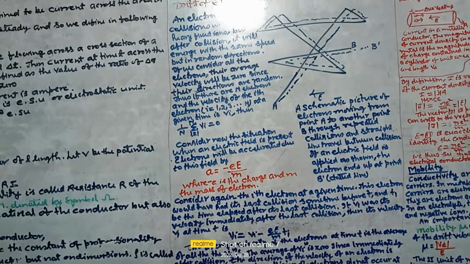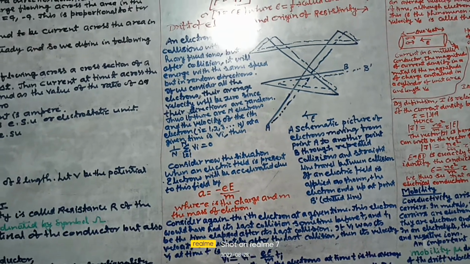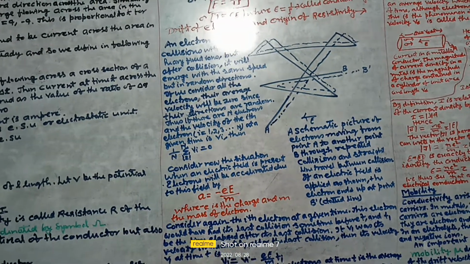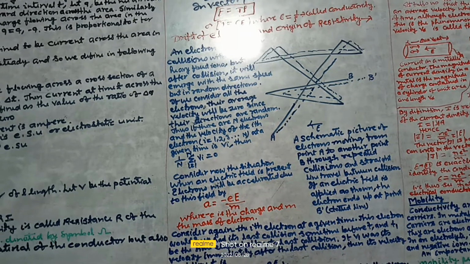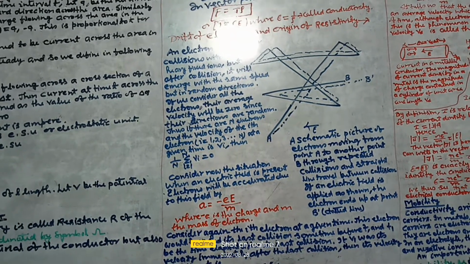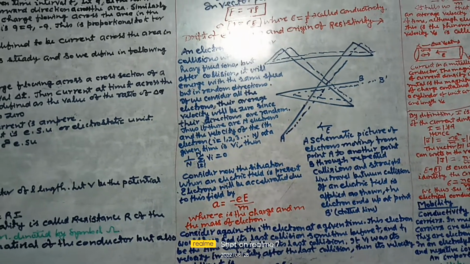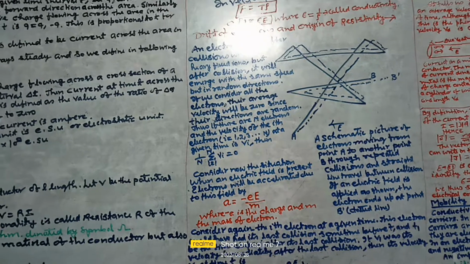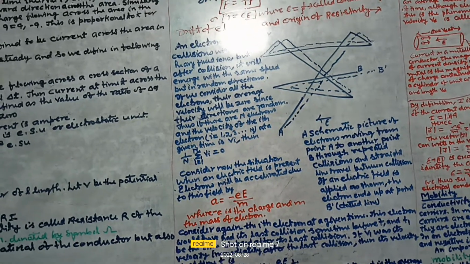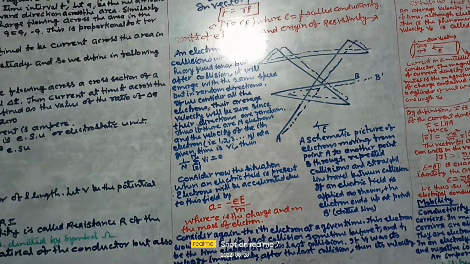Consider now the situation when an electric field is present. Electrons will be accelerated due to the field, a = -eE/m, where -e is the charge of the electron, E is the electric field, and m is the mass of the electron.